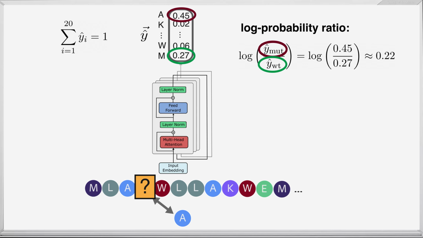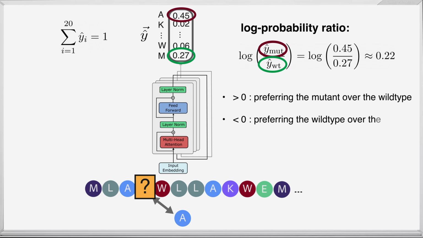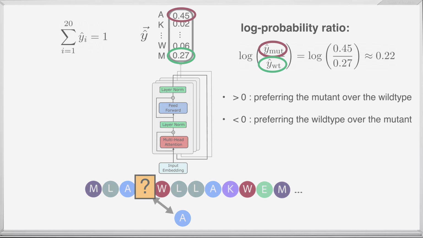We can interpret the resulting score as follows. If the score is greater than 0, the model assigns a higher probability to the mutant than to the wild type. If the score is smaller than 0, the model prefers the wild type. And a score close to 0 means the model sees both amino acids as similarly plausible. So the sign of the score tells us whether the mutation looks favorable or unfavorable according to the model.